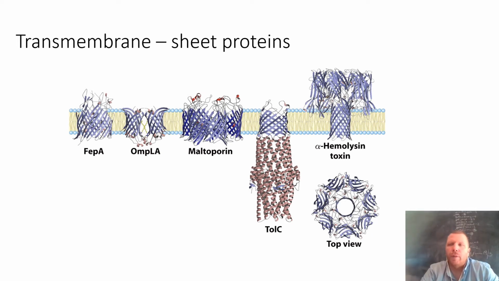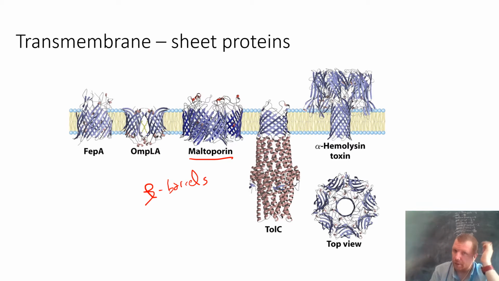So in addition to transmembrane proteins being helical proteins, transmembrane proteins, or integral membrane proteins, I'm sorry, can also be sheet-based proteins. As an example, we've got maltoporin here, which is multiple polypeptides that assemble as beta barrels, and between them they're able to open up a pore. So that's one way in which sheet proteins can assemble and enable something to move across a membrane.